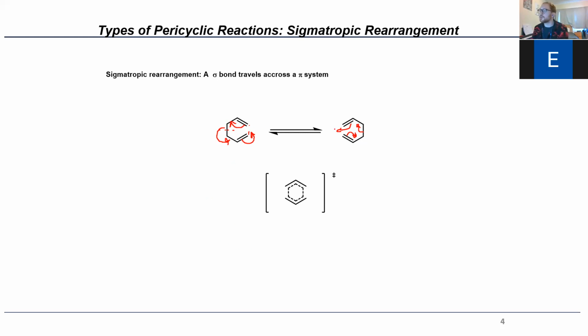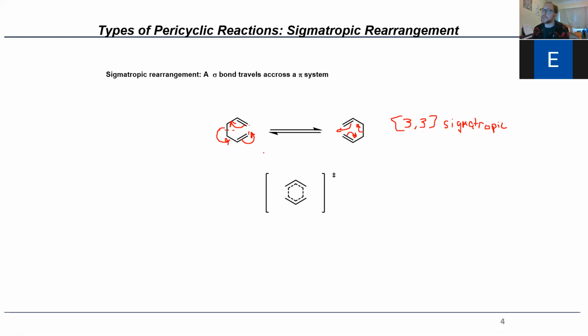So this is, and we'll do the naming convention here as well, a 3,3 sigmatropic rearrangement. And so the naming convention here, I think, is a little trickier than the others, so it's worth spending a second to talk about it. Essentially what you think about in the sigmatropic rearrangement is a group migrating across a pi system, right?